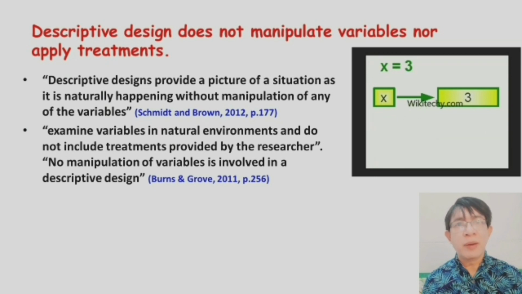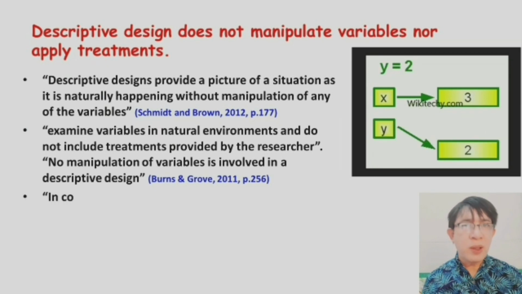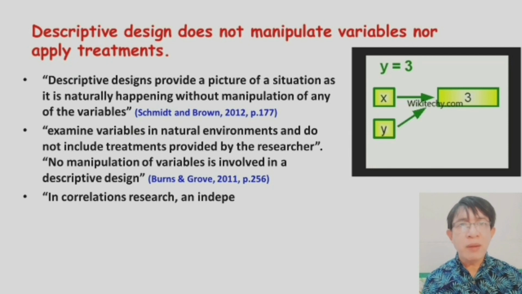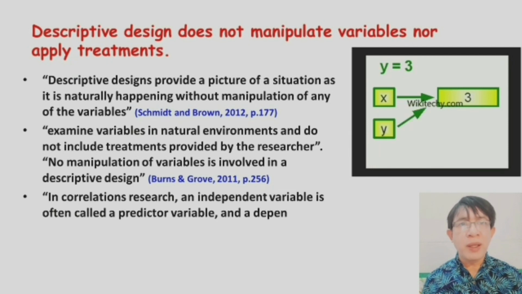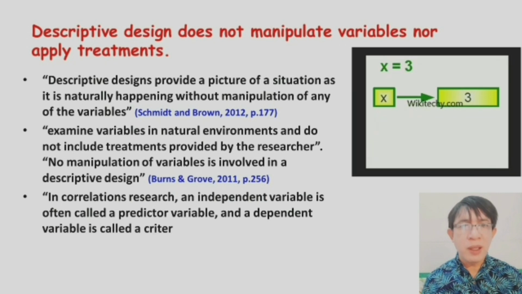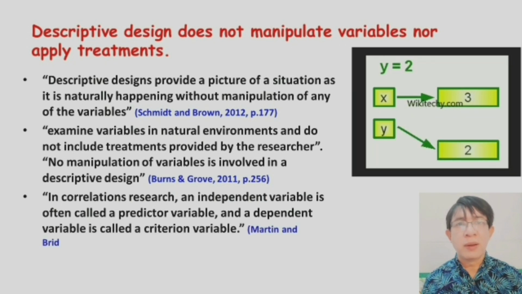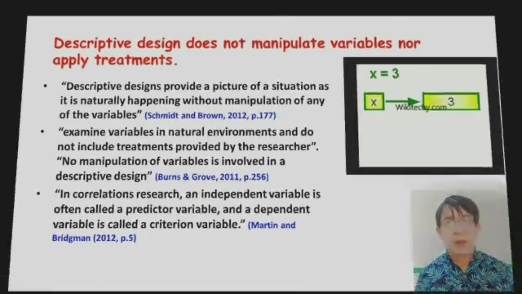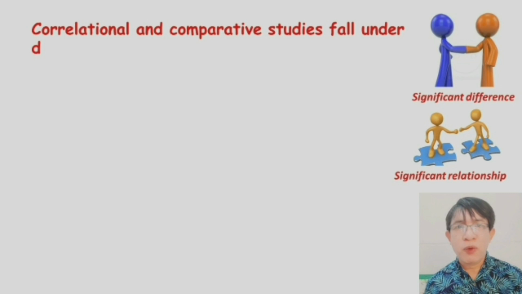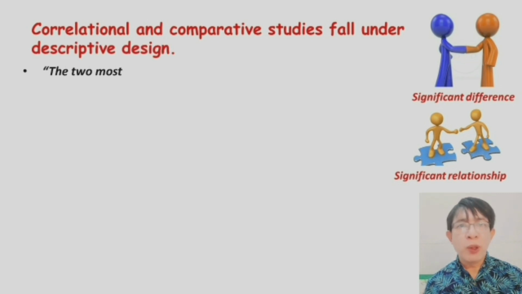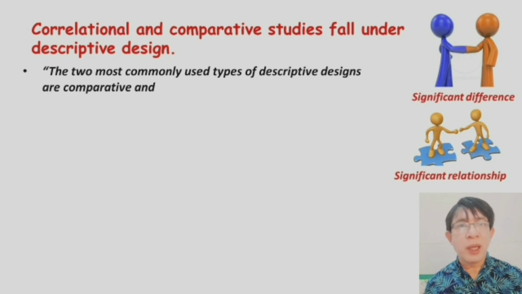Martin and Bridgman expound that in correlational research, an independent variable is often called a predictor variable and a dependent variable is called a criterion variable. Correlational and comparative studies fall under descriptive design. The two most commonly used types of descriptive designs are comparative and correlational, claim Boswell and Cannon.